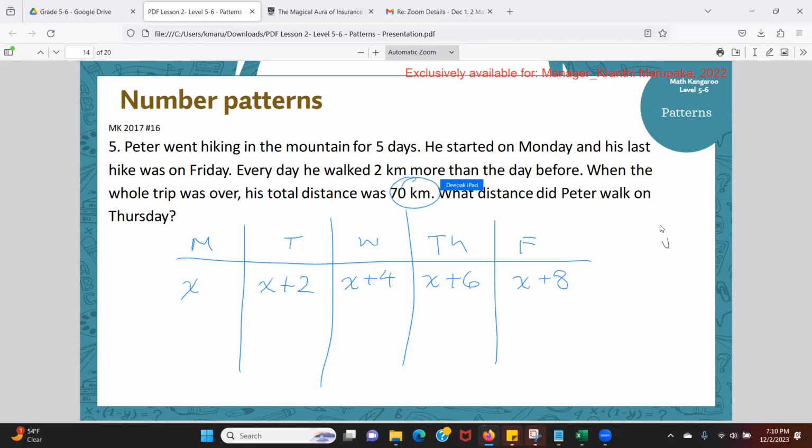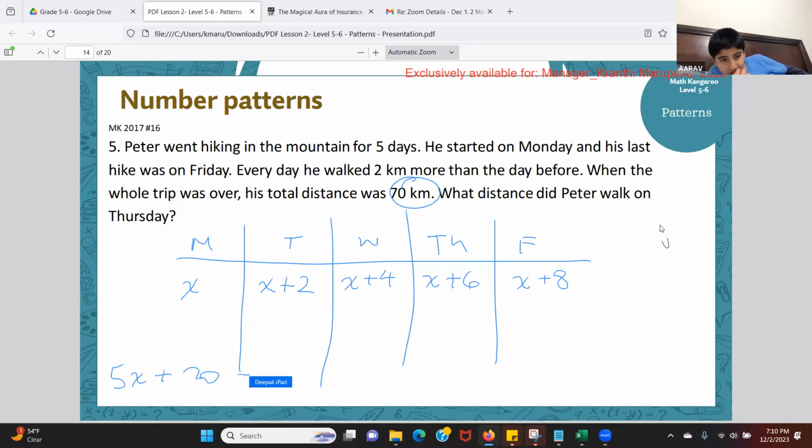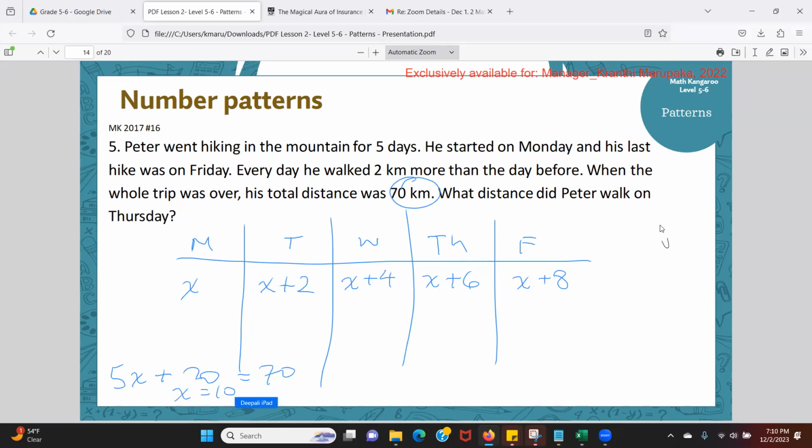So we have 5x plus 20 equals 70. And so we get x is equal to 10. They're asking on Thursday what distance was walked. So we have to plug in 10 over here. So 10 plus 6 is 16.